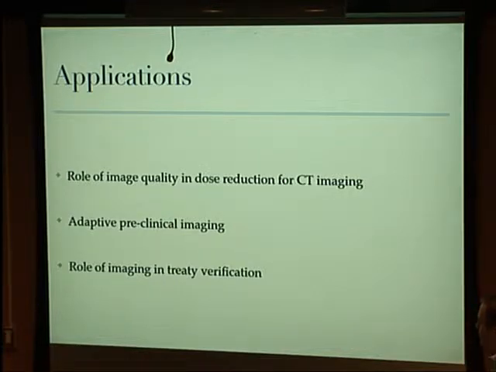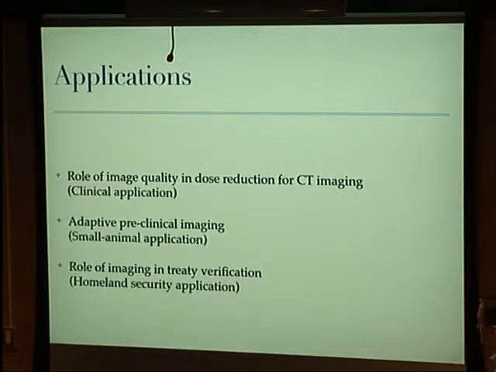And if I were to put labels on all of these things, I would say that the first one is a clinical application. These are imaging systems we'll be talking about in this first application that are used on patients, on actual humans. The second one is a small animal application. It's preclinical imaging. Generally we're imaging small animals. And the last one is, for lack of a better term, a homeland security application. It's not medically related at all, but it is image data, and there is a well-defined task.